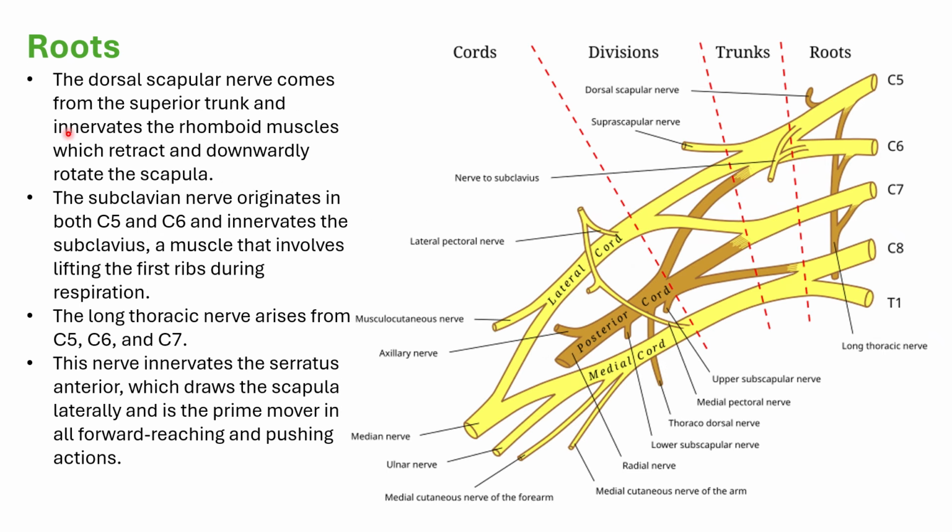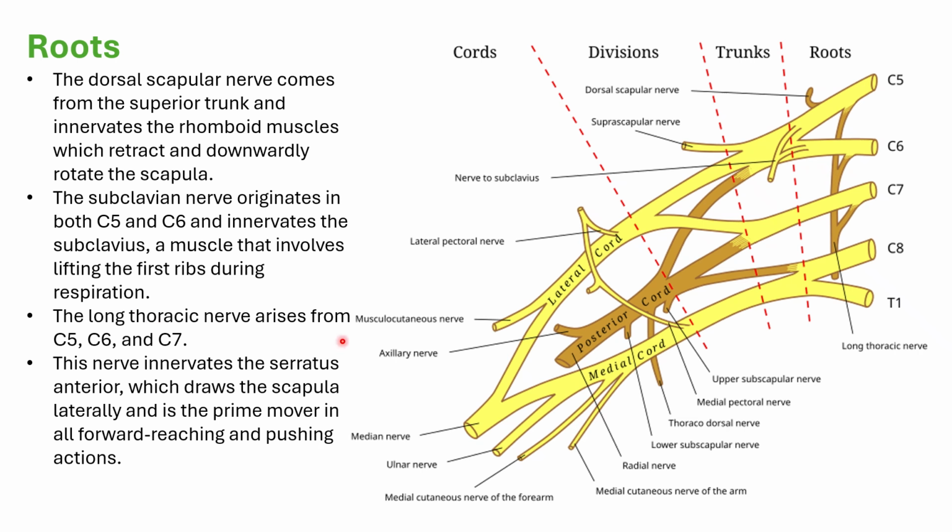The dorsal scapular nerve comes from the superior trunk. As you can see, this is the dorsal scapular nerve, and it innervates the rhomboid muscles, which retract and downwardly rotate the scapula. They're in the back. The subclavian nerve originates from both C5 and C6 and innervates the subclavius, right here, a muscle that assists in lifting the first rib during respiration.